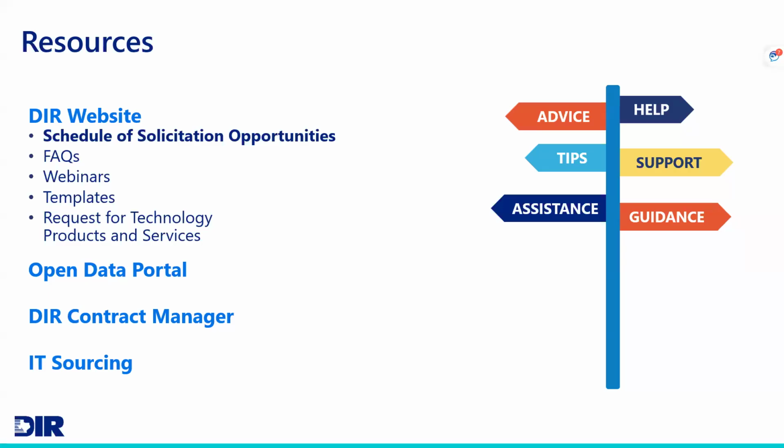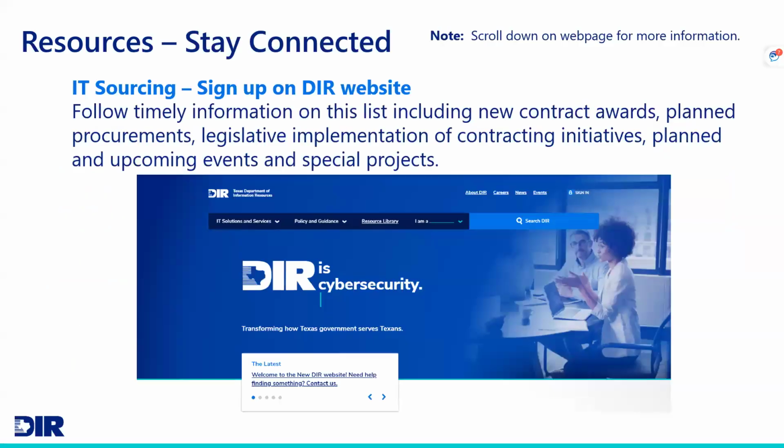Use your DIR contract manager. Each of our contracts has a DIR contact person for you. Reach out to us. We're more than willing to answer any contract questions you may have. There are also sourcing resources available, and you can sign up for a number of different things on the DIR website.